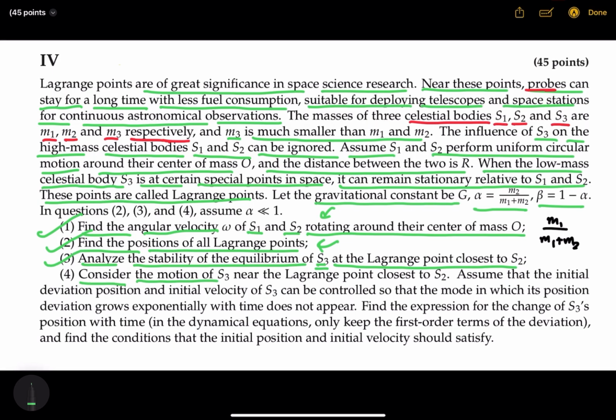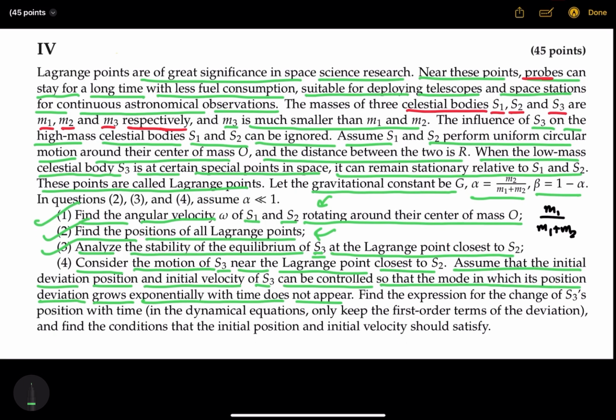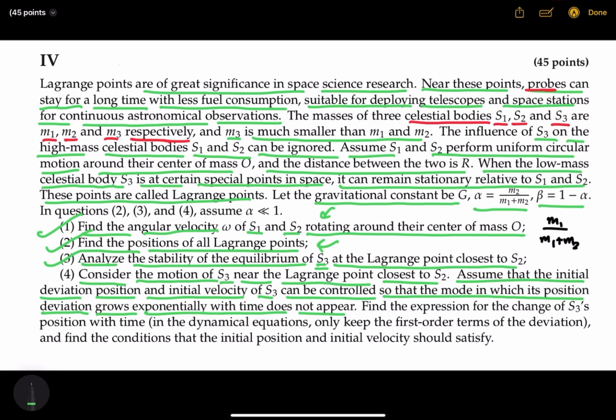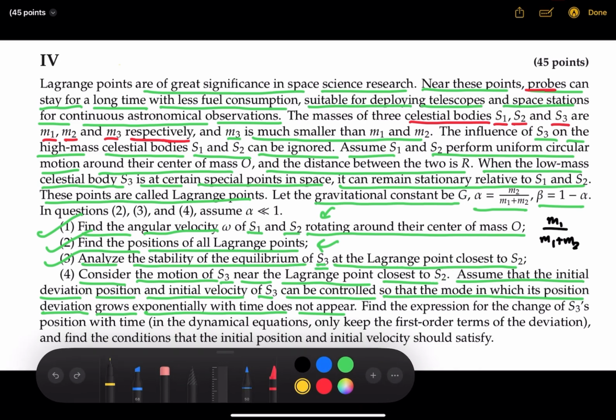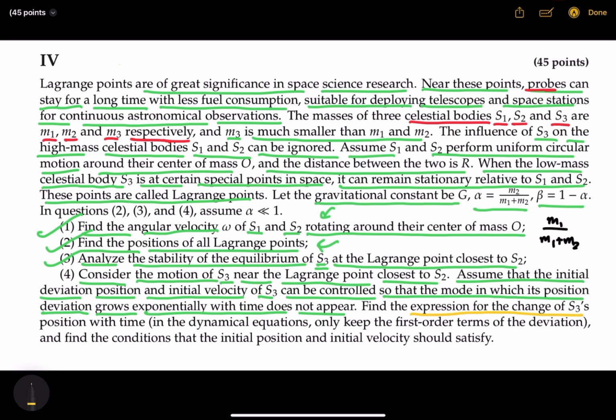And consider the motion. So we're going to have to consider the dynamics of this S3, which is the space probe, near the Lagrange point closest to S2. Assume that the initial deviation in position and initial velocity of S3 can be controlled so that the mode in which its position deviation grows exponentially with time does not appear. Alright, so there are multiple modes of dynamics of S3 around this particular equilibrium point, which we're considering closest to S2. And we're asked to find the expression for the change in S3's position with respect to time. So we're going to have to solve these differential dynamic equations that we're going to obtain via Newton's laws.